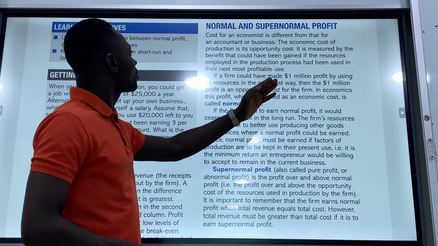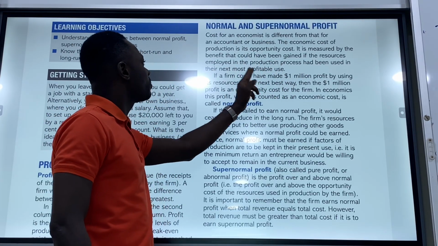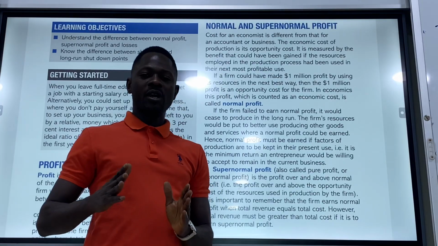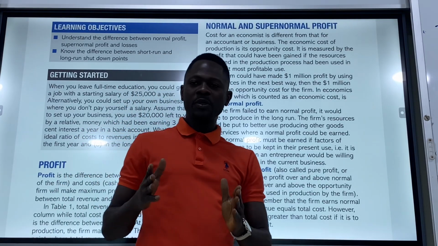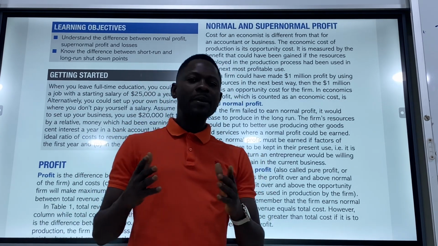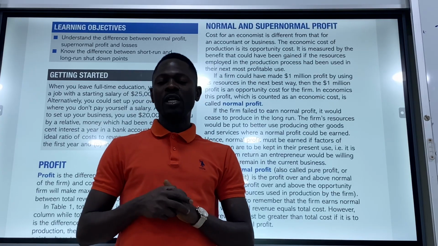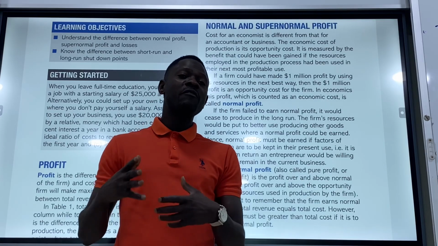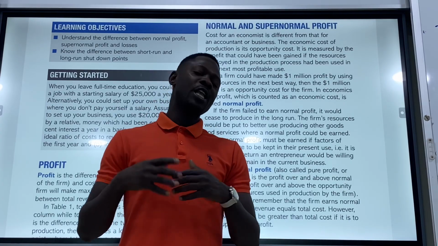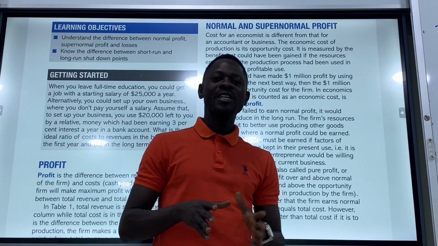So the economic cost of production is its opportunity cost, like I said. It is measured by the benefit that would have been gained if the resources employed in the production process had been used in their next most profitable use. So if the firm is in between making a manual calculator and a scientific calculator, the firm carried on and produced a manual calculator. And in the course of producing the manual calculator, they get to realize that the production of the scientific calculator would have given them additional profit. So that profit that is lost by not producing the scientific calculator is called the normal profit.